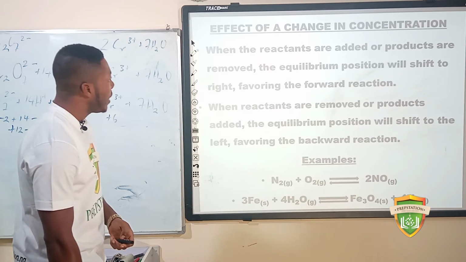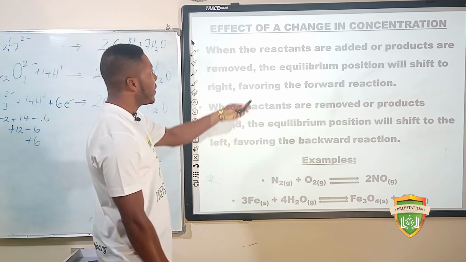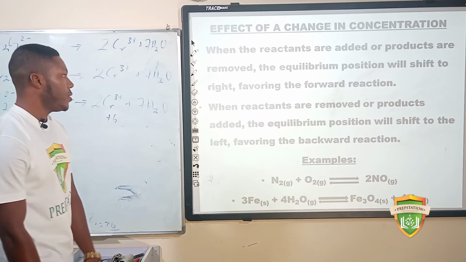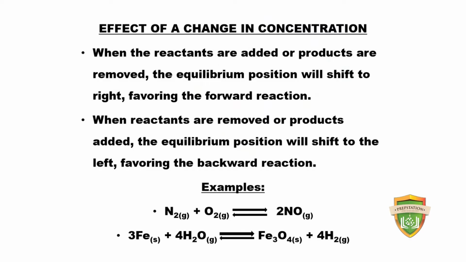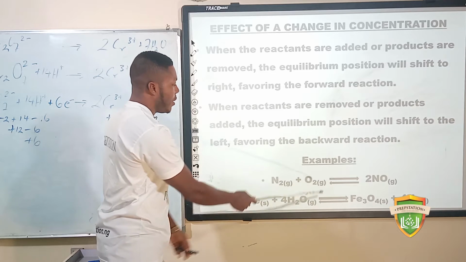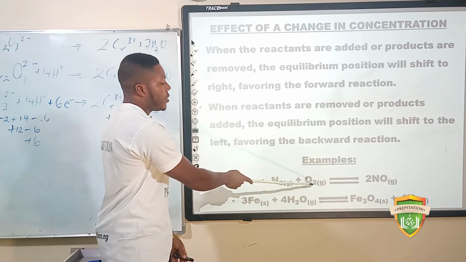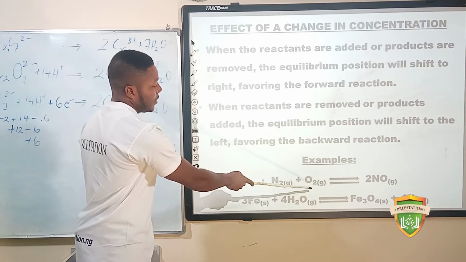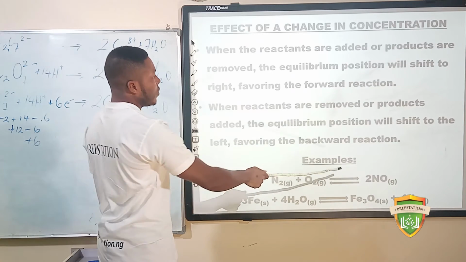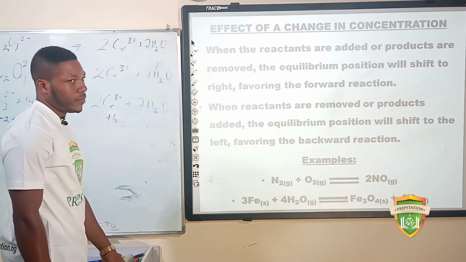Okay, let's move to another effect. Effect of a change in concentration. This one is very simple. When the reactants are added, what are the reactants? These are the reactants. All on the left-hand side are reactants. When you increase the concentration of the reactants, what happens? You're going to favor the forward reaction.